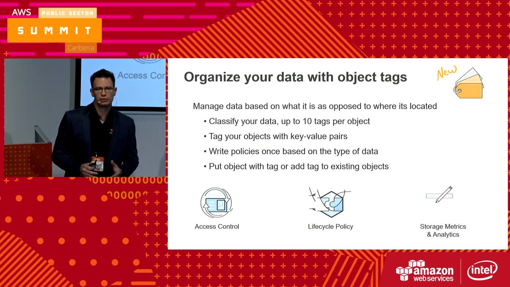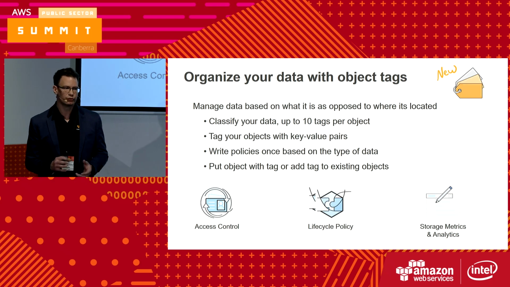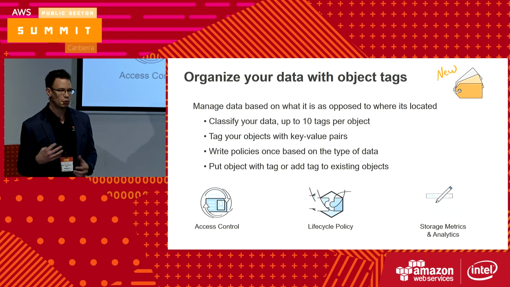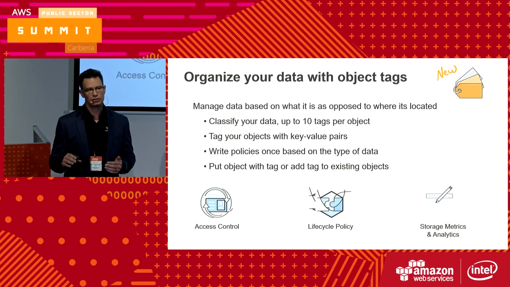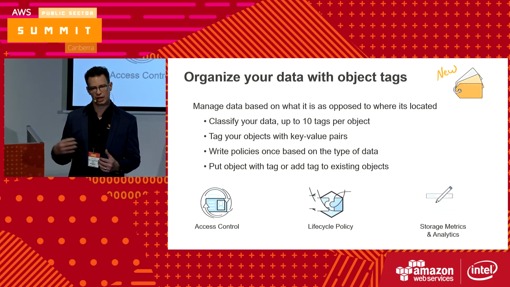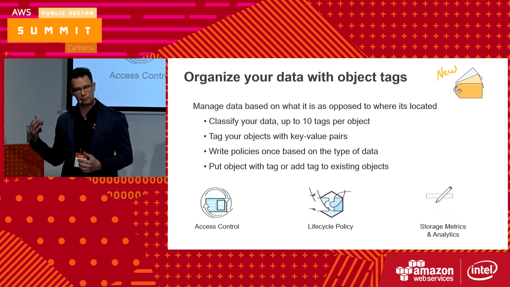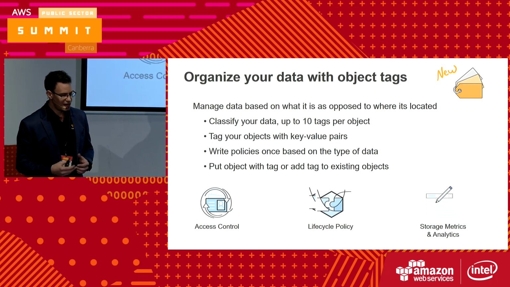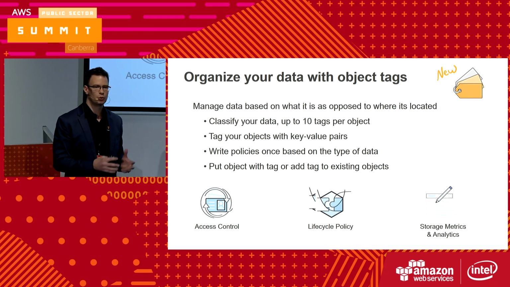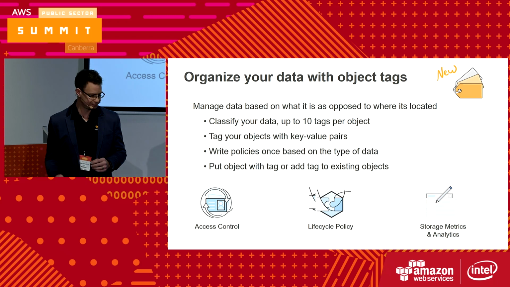Also, organizing your data with object tags. Now this is a really powerful feature that we've been wanting for a very long time, where you can tag an object anytime. So usually when you create an object, you can't change a lot of the metadata with it, but with tags you can. You can have up to 10 tags per object, and this gives you a lot of power with respect to the workflow capabilities of the platform that I'm going to talk to you about next.